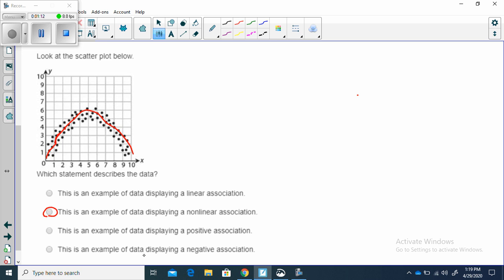This is an example of data displaying a negative association. Again, positive for this part, negative for here. This is the only one that works. This is a nonlinear association. It is an association because points are pretty close to the line I was able to draw.